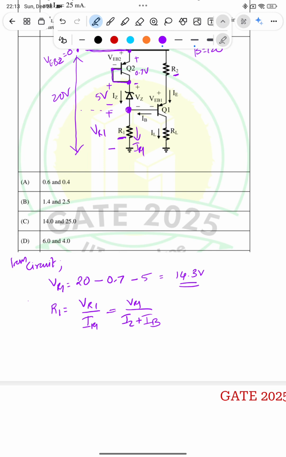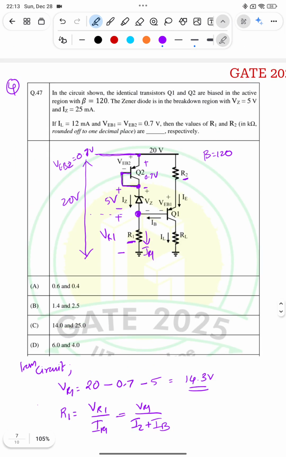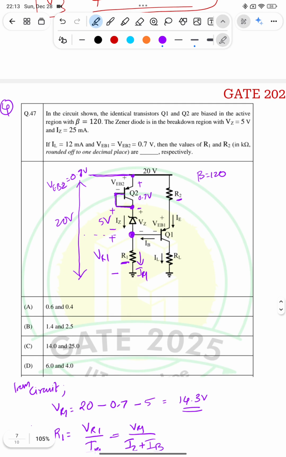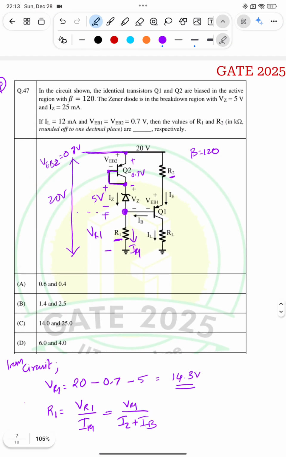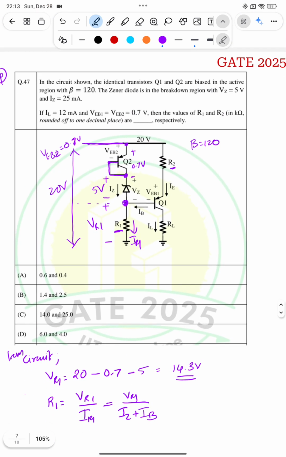Okay, so what is IZ? IZ is given, IZ is 25 milliampere, while IB is not given, right? But if we carefully check the circuit, it is given that IL is equal to 12 milliampere. And what is this IL? IL is the collector current, right? IL is same as the collector current of Q1.